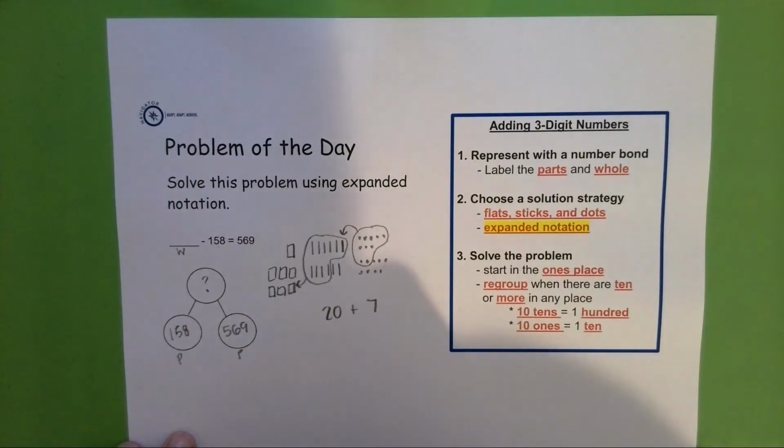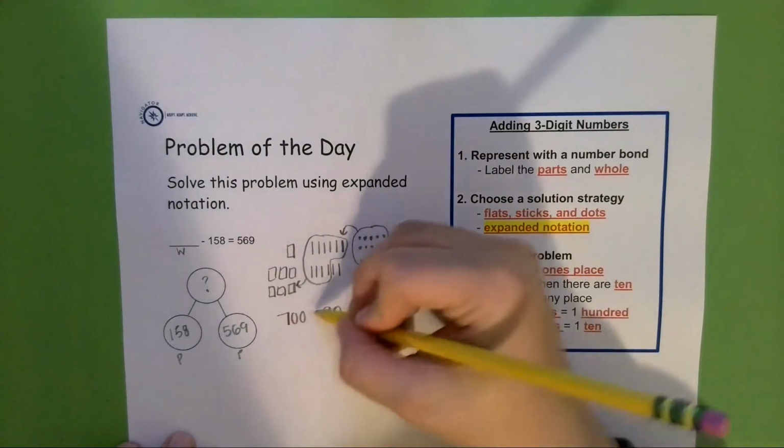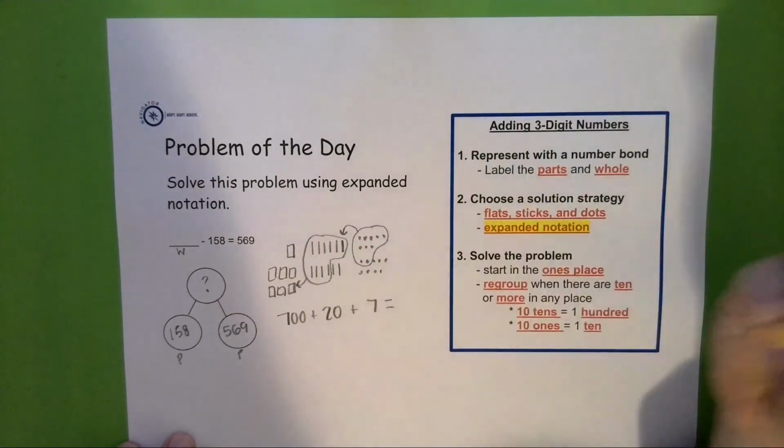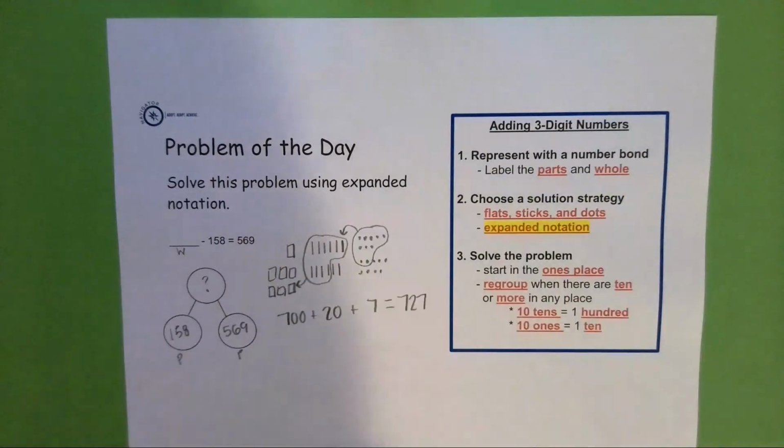And how many hundreds do we have? Say it out loud. Right, 7 hundreds. So the value is 700. Say our answer. Right, 727. Nice work. Now let's solve the same problem using expanded notation.